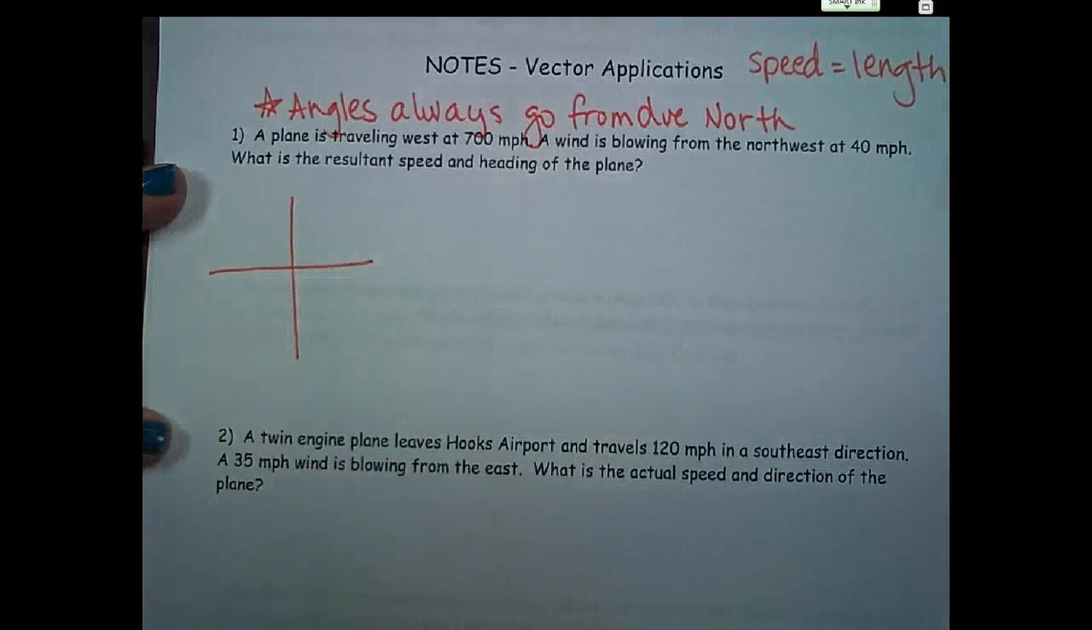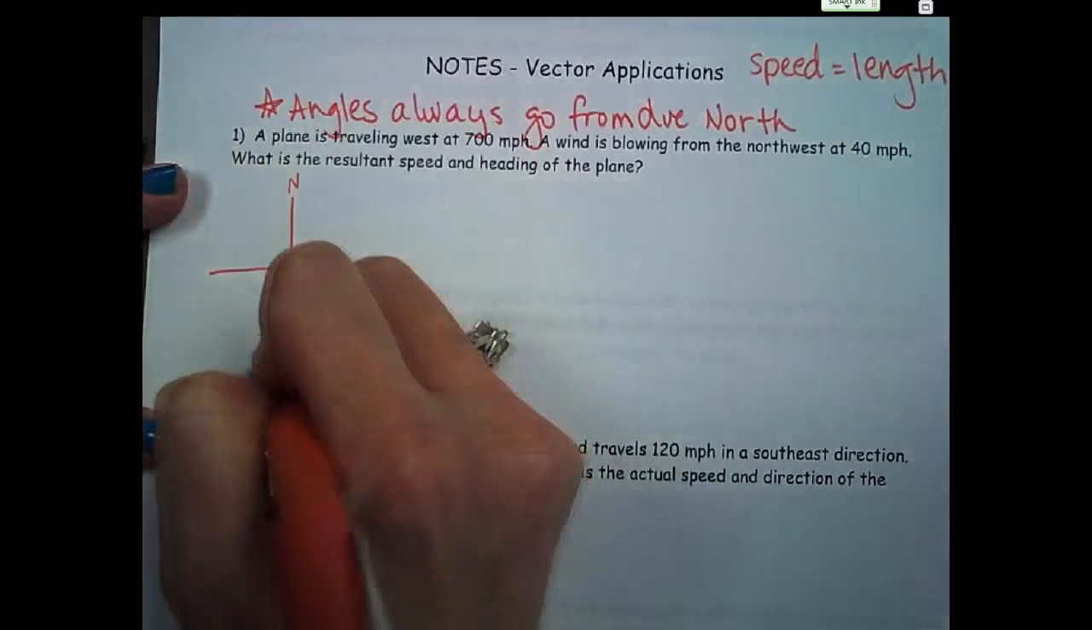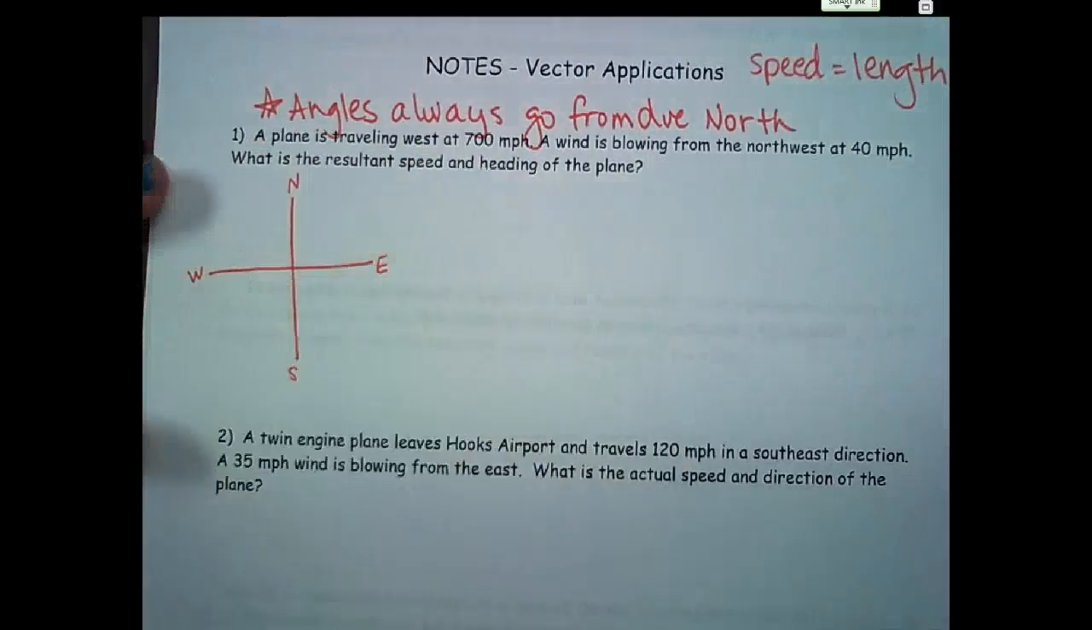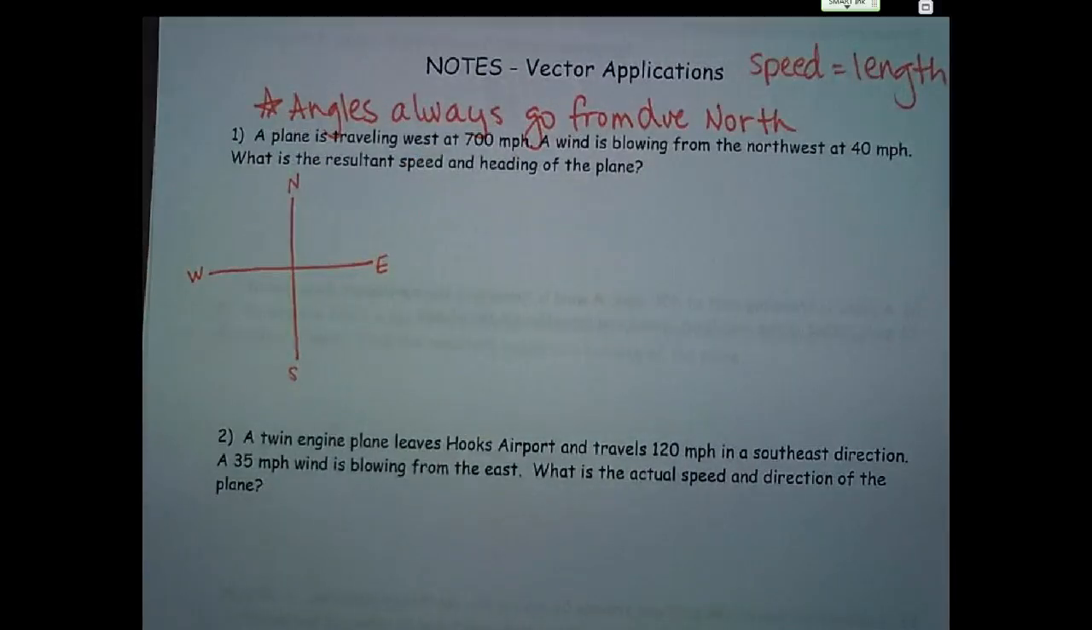And consider this the compass rose. It is not very straight. You do a good job of making it straight, but okay.